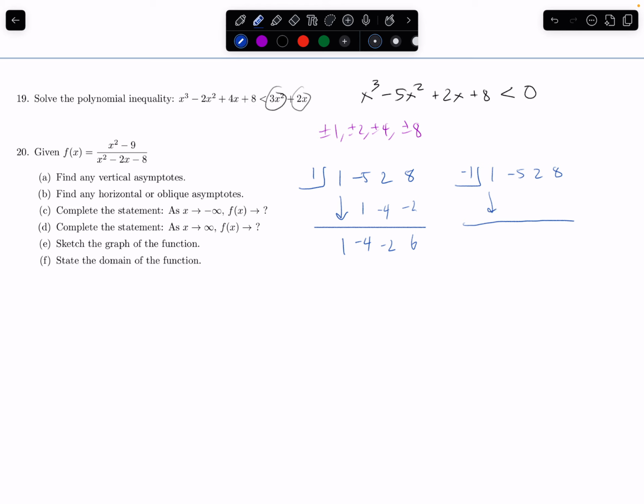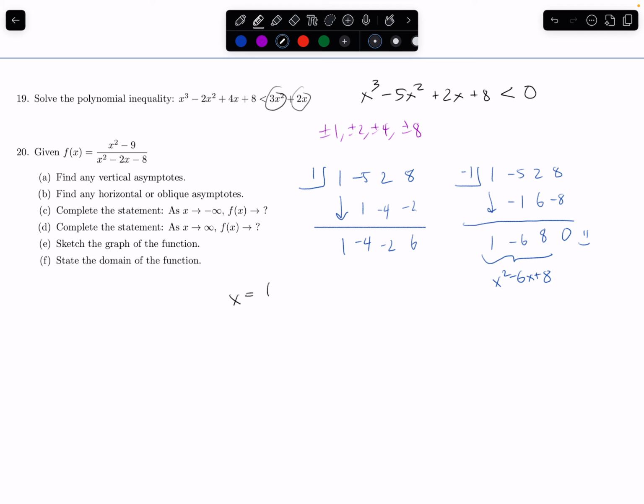1 comes down, times negative 1 is negative 1, plus negative 5 is negative 6, times negative 1 is positive 6, plus 2 is 8, times negative 1 is negative 8, plus 8 is 0. So I found one. Sweet. That leaves x squared minus 6x plus 8. And that is a quadratic, so I'm going to go ahead and use the quadratic formula now.